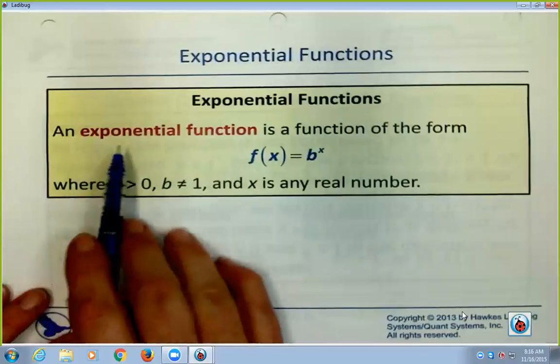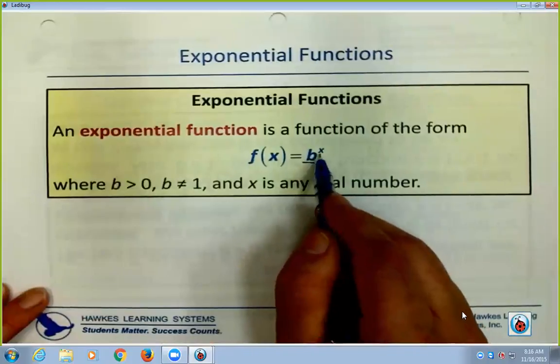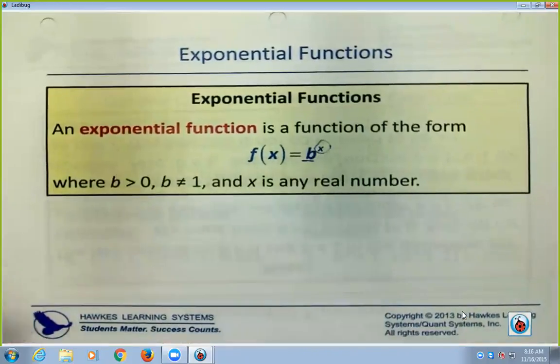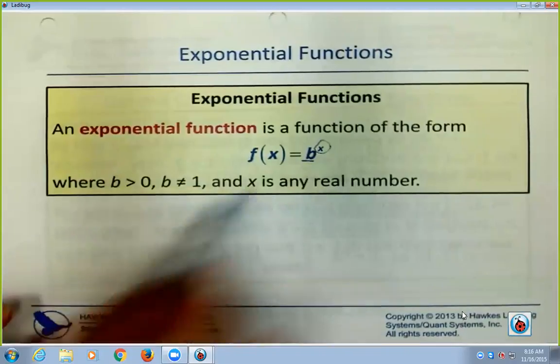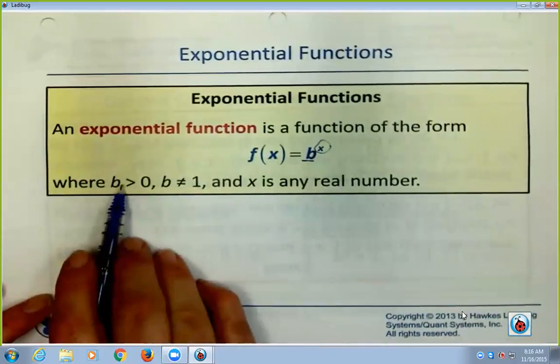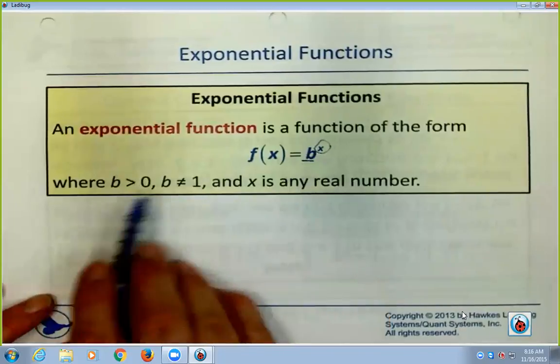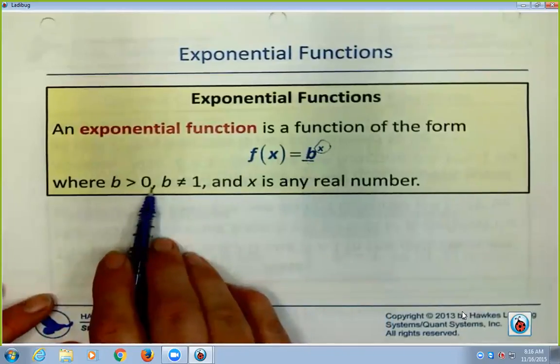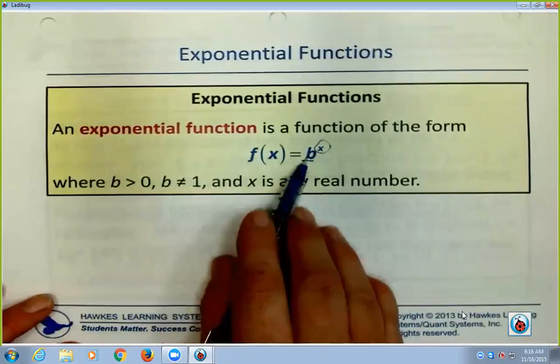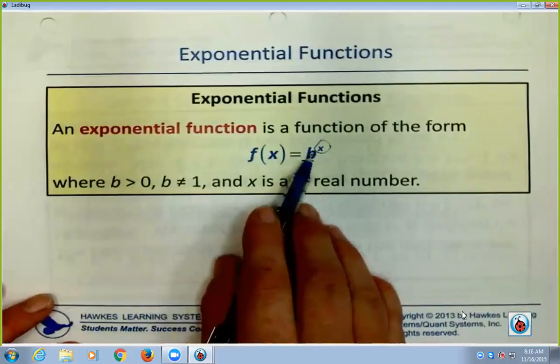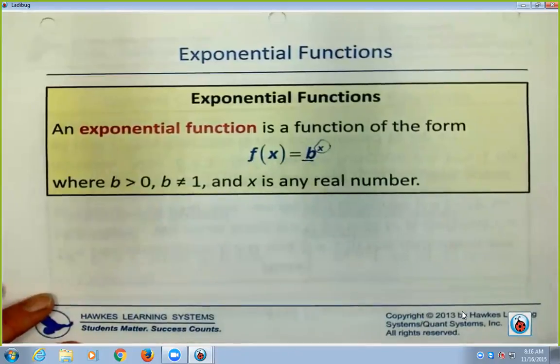Well, they are basically a base raised to some form of an exponent, and we can raise that to whatever value. So here we need to know that b needs to be greater than 0. And if it were 0, what would happen? I'd have 0 to some power, which would still end up being 0. So it wouldn't make a difference.